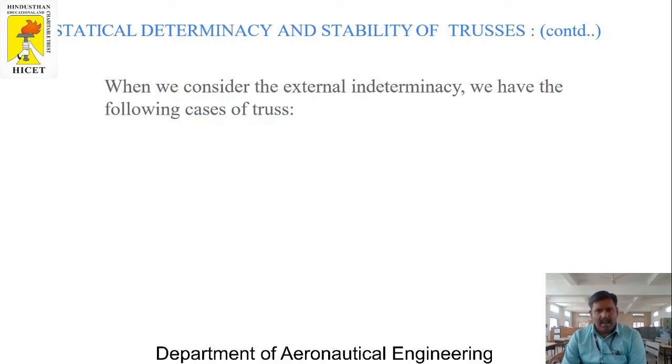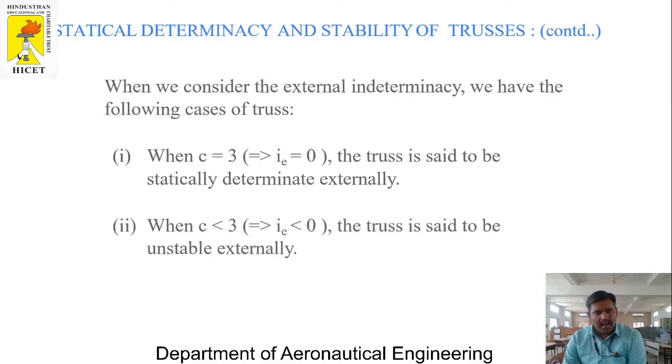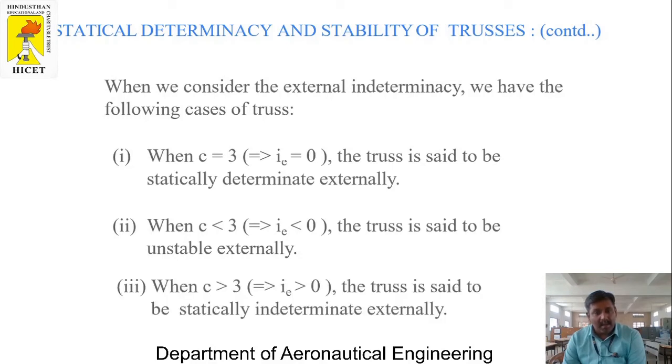When we consider the external indeterminacy, we have the following cases of truss. The first case is when c is equal to 3, that is i suffix e is equal to 0, the truss is said to be statically determinate externally. Second case, when c is less than 3, that is i suffix e is less than 0, the truss is said to be unstable externally. The third case, when c is greater than 3, that is i suffix e is greater than 0, the truss is said to be statically indeterminate externally.